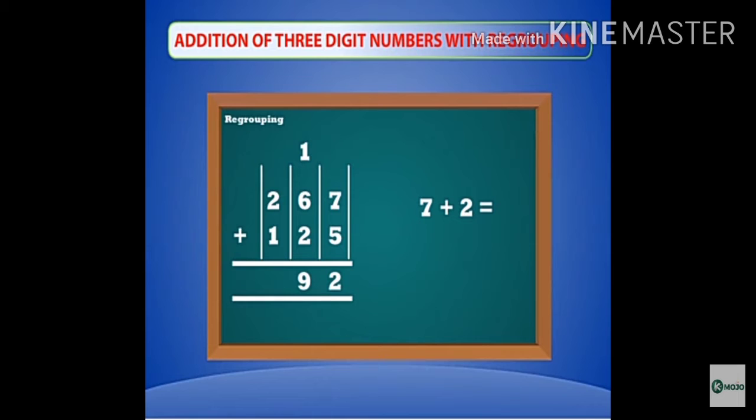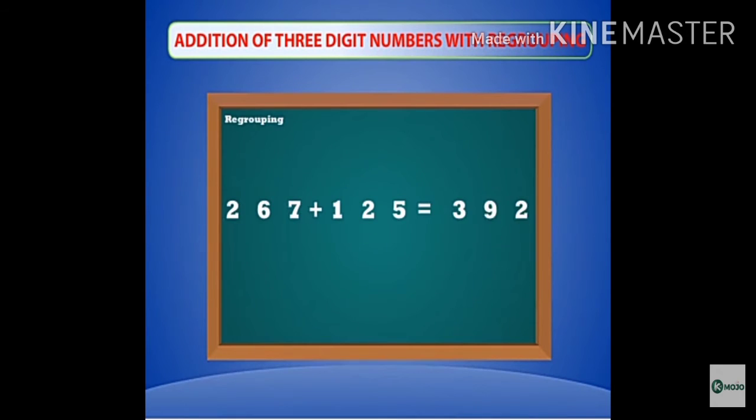Now next comes the hundreds column. 2 plus 1 is equal to 3. Place 3 in the hundreds column. So 267 plus 125 is equal to 392.